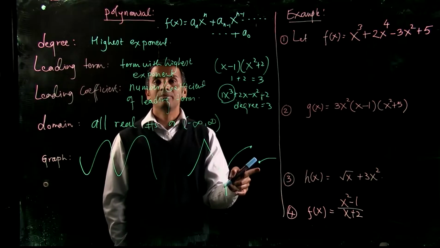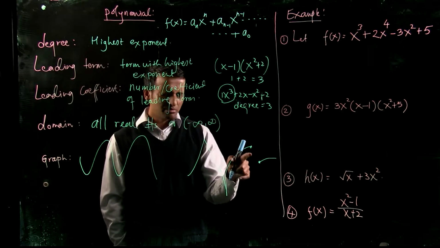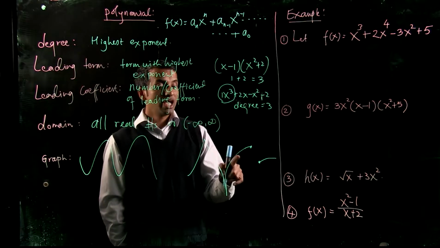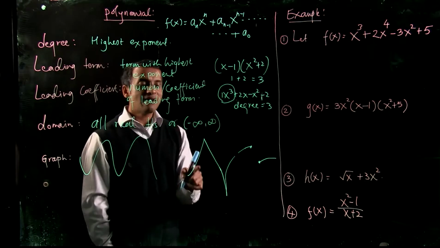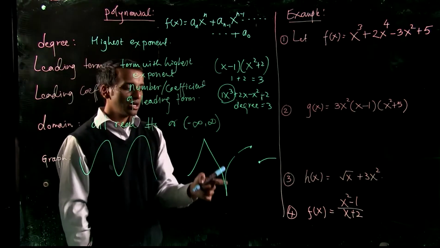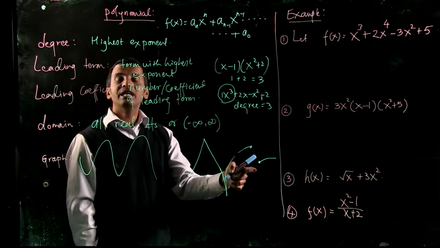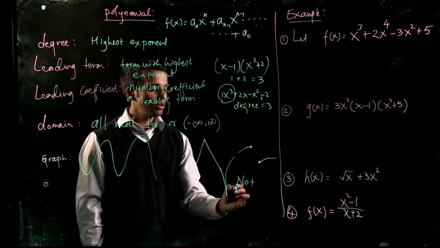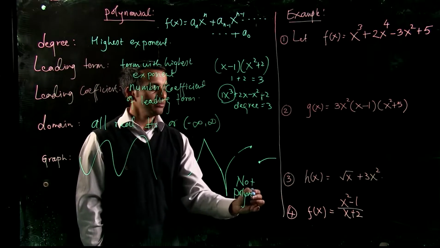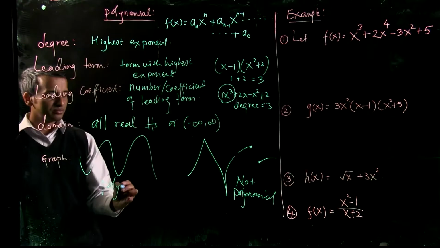So it cannot have a gap. The graph of a polynomial function cannot have a gap, and also it cannot have a hole there. Okay, if a graph has a sharp corner, a cusp, a hole, or a gap, then it is not the graph of a polynomial function. Not a polynomial function. It is a polynomial.